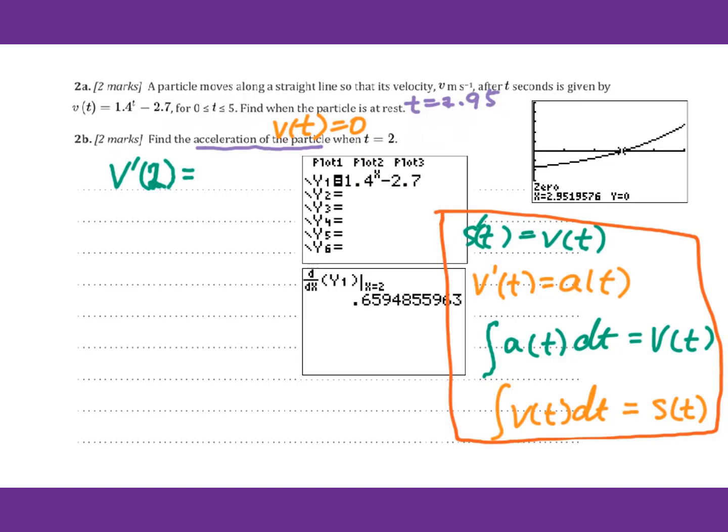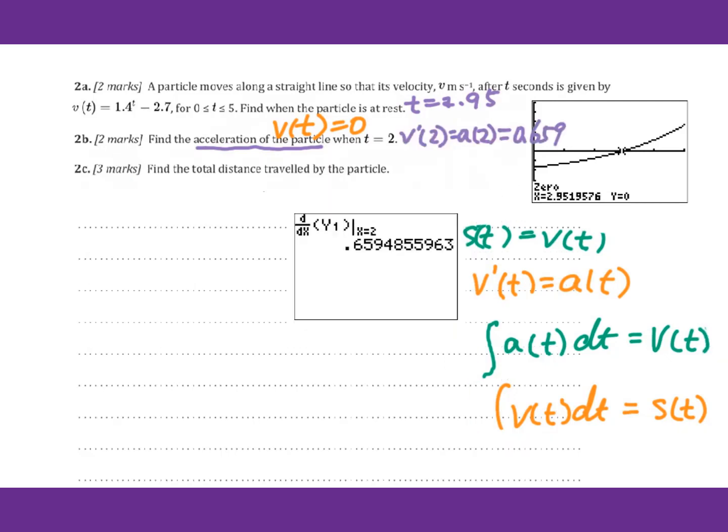Remember, this paper is calculator based, so try to do integral and derivative by graphing calculator. We already put the y1 equals velocity function. Then you can do the derivative, get the answer, that is 0.659.